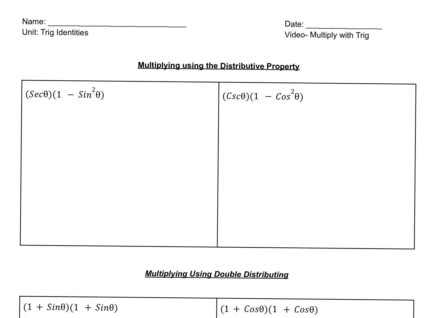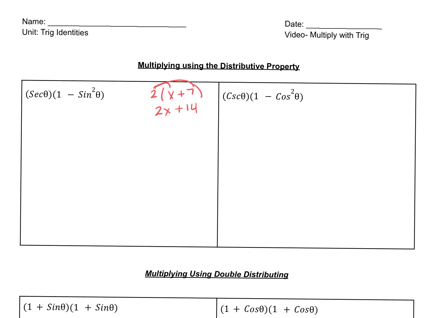Hi everyone, in today's lesson we're going to talk about how we can multiply with trigonometry. We're going to start by using the distributive property, something that we're most familiar with. So the distributive property would be something like 2 and then x plus 7, right? You would multiply 2 times x and then you would multiply 2 times 7 and you'd be done. And I want you to see that this thing here to the left is the exact same thing.